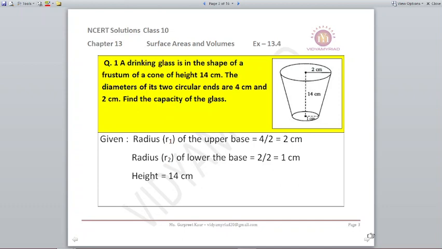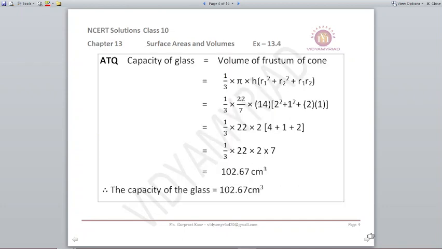Now the glass is in the shape of a frustum. You have a smaller radius, you have a bigger radius, and you have the height of it. Now r1, where the diameter is 4, the radius will be 2 centimeters, and r2 will be your lower base where the diameter is 2, so the radius will be 1 centimeter. Height is given to us as 14 centimeters. We need to find out the capacity of the glass. The capacity of the glass means the volume of the frustum of the cone.